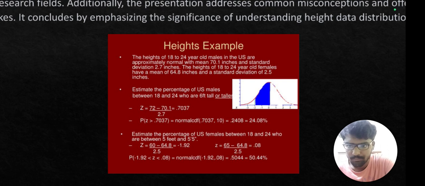Estimate the percentile of US females between 18 and 24 who are between 5 feet and 5.5 feet. z equals 65 minus 64.8 divided by 2.5, equals 0.08.